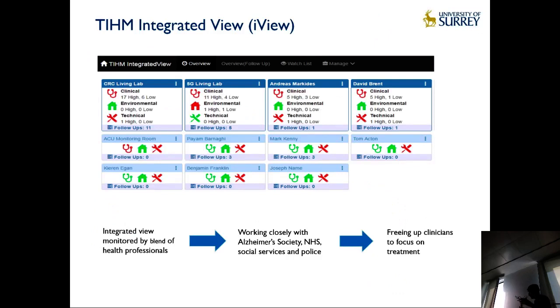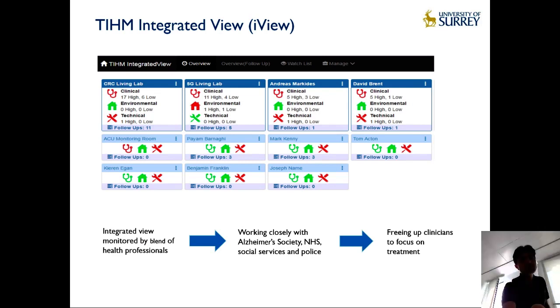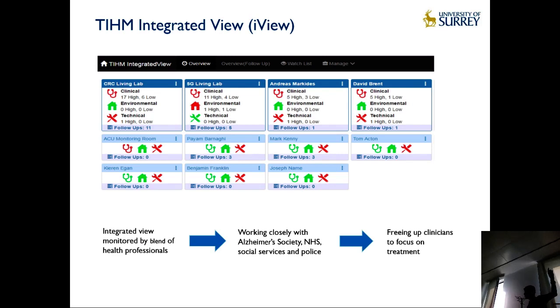For the backend, for now, let's just skip the data analytics part. I'll go back in a minute to that. But once we had collected the data, we could integrate it from different sources. For the clinical end, we created a system, we call it Integrated View. This is a web-based application. Each home, or you can imagine each patient, will appear like a card. And if there are some important events, some alerts happening, that card will open up and will show the alerts.